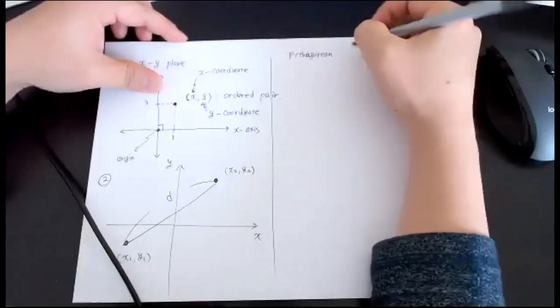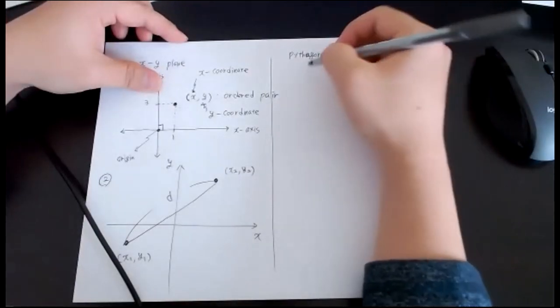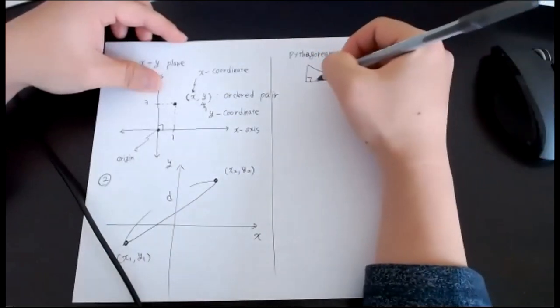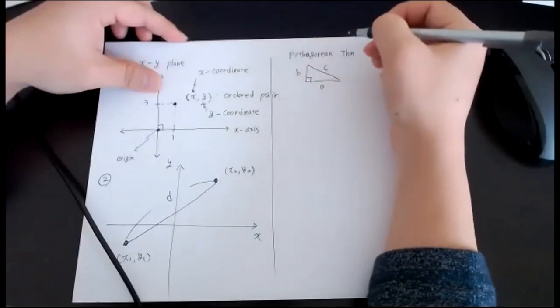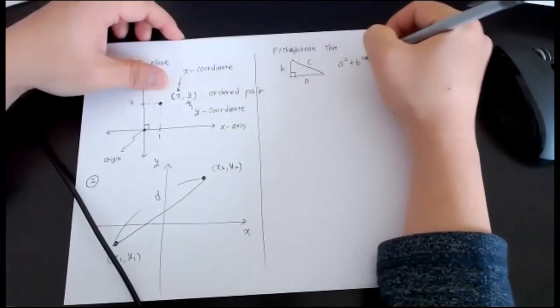Okay, Pythagorean theorem. Everybody, you guys know about this, right? Given a right triangle, let's say A is the length of the base, B is the length of the height, and C is the length of the hypotenuse. Then A squared plus B squared is equal to C squared.